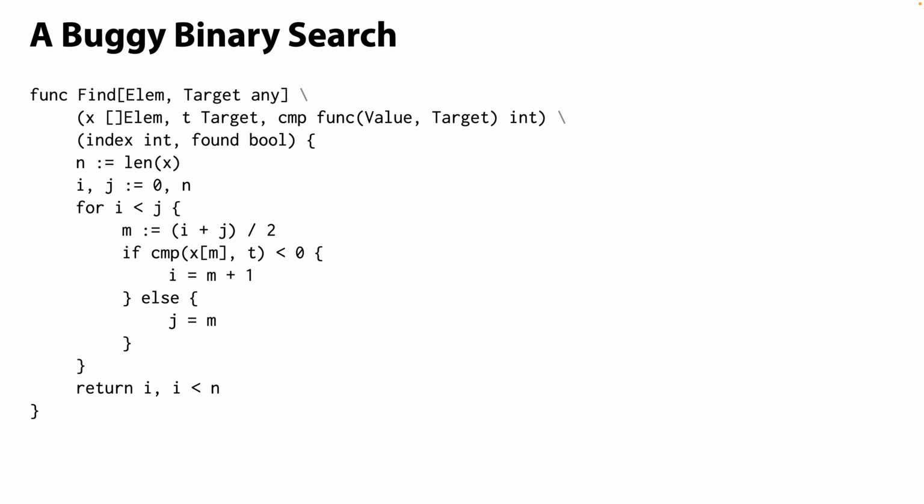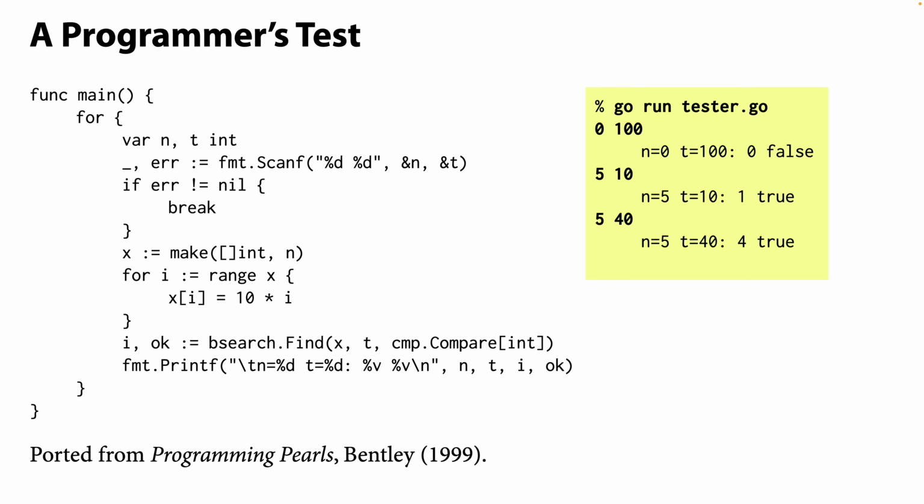Let's start by looking at tests for a binary search function. This function find takes a sorted slice, a target value, and a comparison function, and it uses binary search to find and return two things. First, the index where the target would appear if it were present, and second, a Boolean saying whether the target is present. Now, most binary searches are buggy, and this one is no exception, so let's test it.